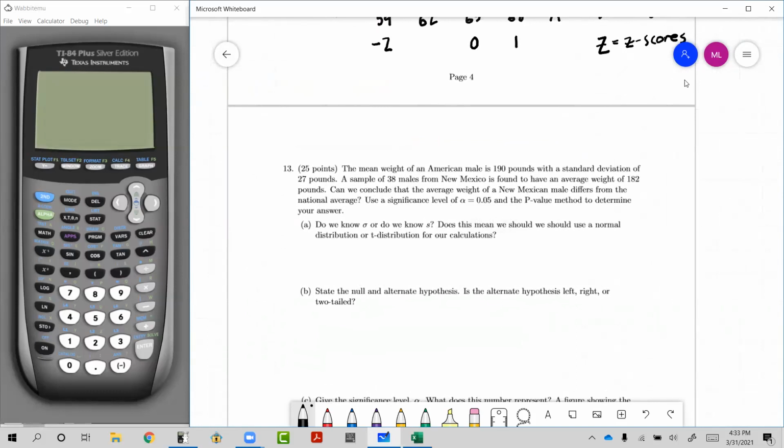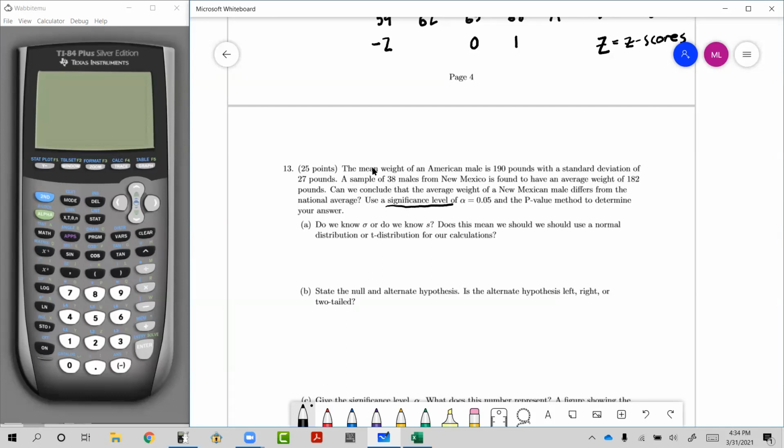There's our keyword. We know it's a hypothesis test. And now we just need to decide, is this a 9.2 problem or a 9.3? And that's essentially what we're determining here in part A. It gives us a standard deviation of 27 pounds. Is this sigma or is this S? So they give us a standard deviation, and it's up to us to decide, is this the standard deviation of the sample of 38 males or of all American males?